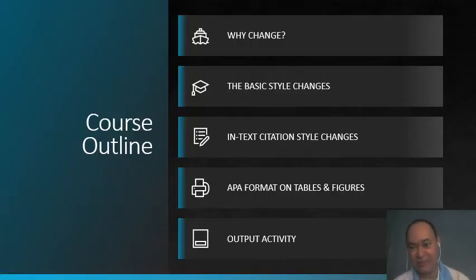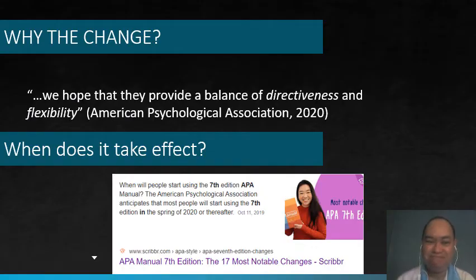Here's our course outline. Why change? The basic style change. In-text citation style changes. APA format and tables and figures. And an output activity. Yes, we'll be having an output activity that is required so that you can get your certificate. So let us begin.